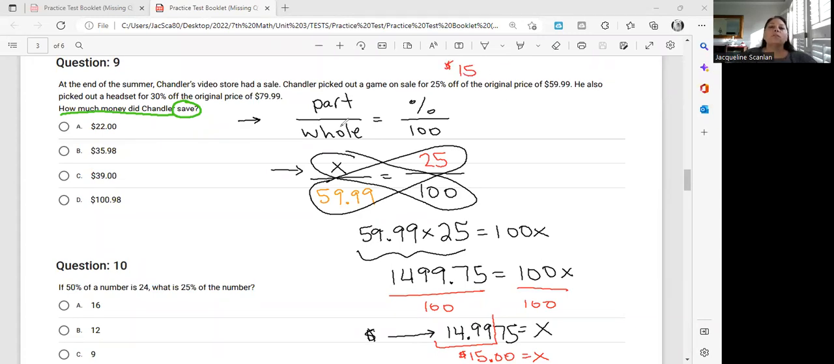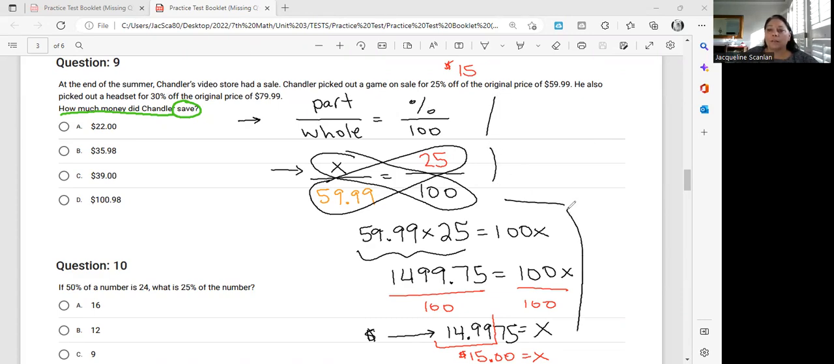Okay, you can certainly use this part over whole equals percent over 100 for the second part. Do the exact same thing for the headset, where 30 is your percent, it goes instead of the red 25, and $79.99 is the whole amount of the headset. So you'd put that there instead of the orange $59.99 and solve. However, I know that there's another way, and there's quite a few ways to solve this problem. So I'm going to show you another way to do this.